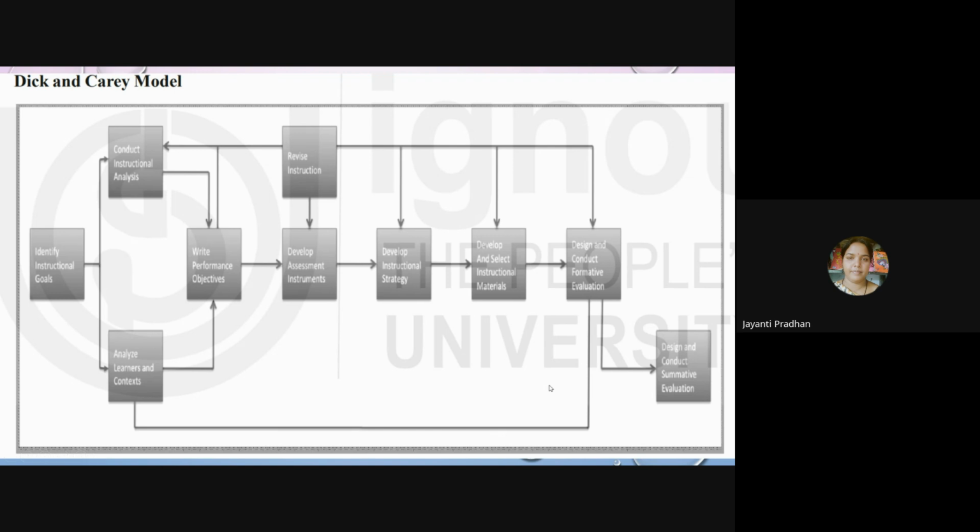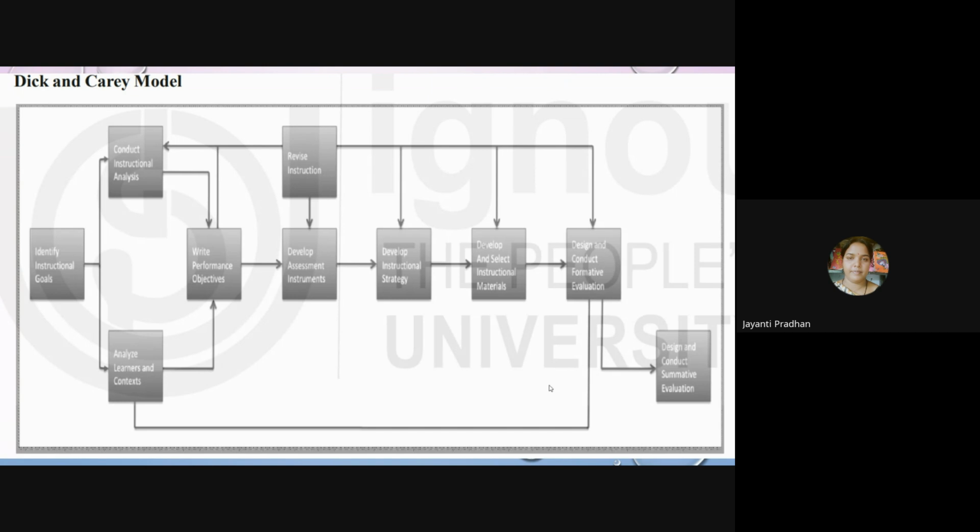So after this class, if I ask you to name the components, will you be able to tell or not? If I ask what are the components of the ADDIE model, are you all able to tell? Yes, ma'am. So that is the objective of today's class.